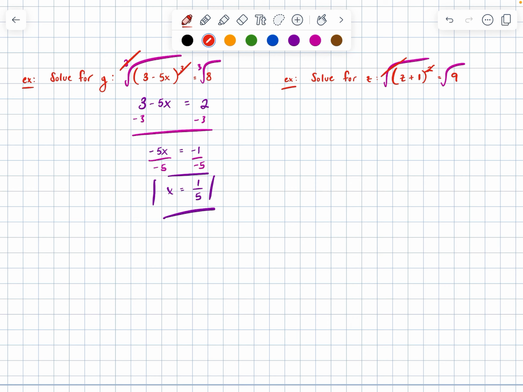So on the left side, the square root and the square cancel out. I'm just left with the z plus 1. And on the right, the square root of 9 could be either positive or negative 3.